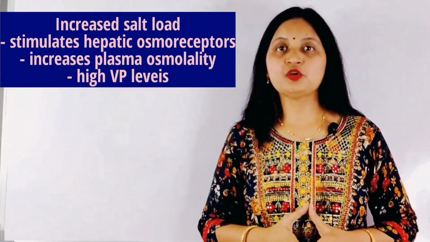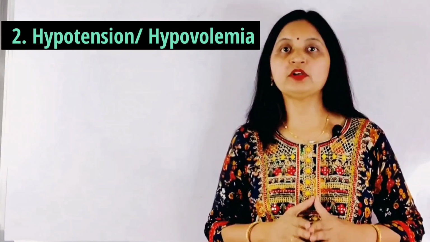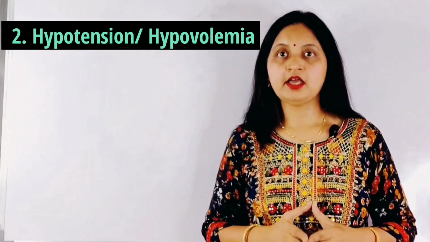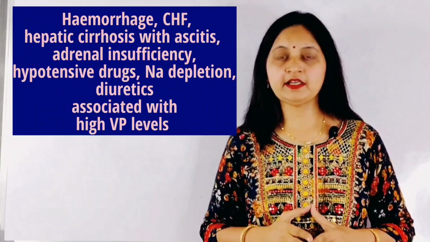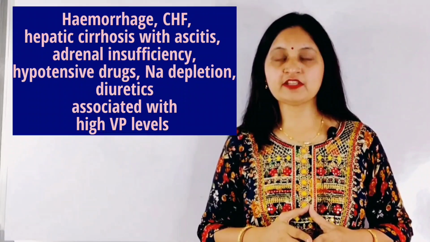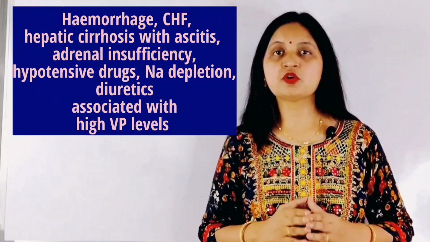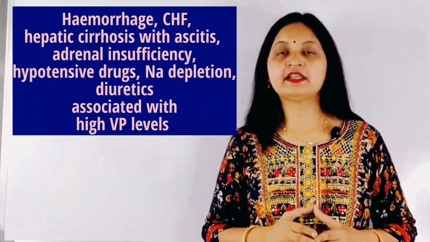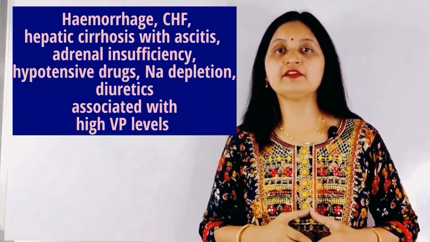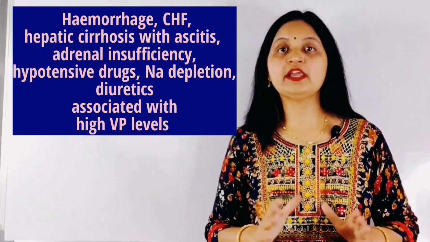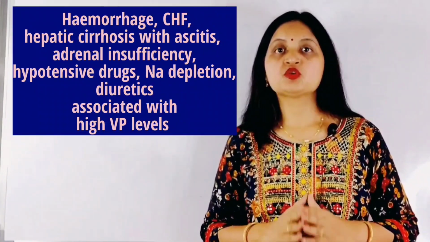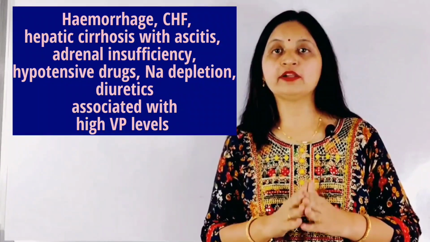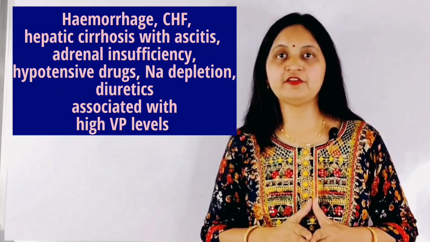The next factor that stimulates vasopressin secretion is hypotension and hypovolemia. Decreased blood volume due to hemorrhage, congestive heart failure, hepatic cirrhosis associated with ascites, diuretics, sodium depletion, certain hypotensive drugs and acute adrenal insufficiency can stimulate vasopressin secretion and increase the levels of vasopressin. So, decreased blood volume or decreased blood pressure is associated with high vasopressin levels.